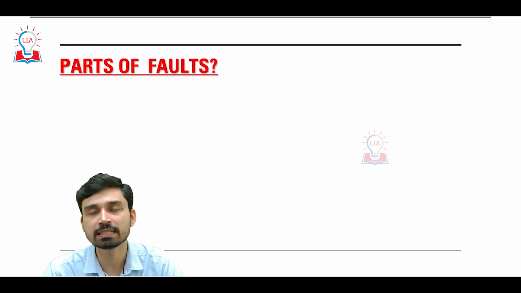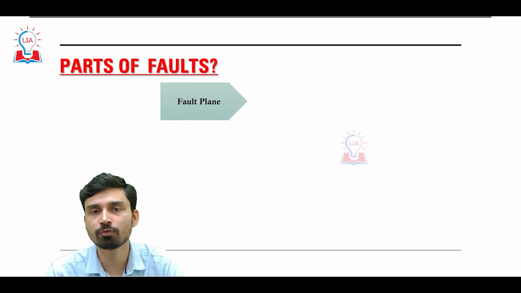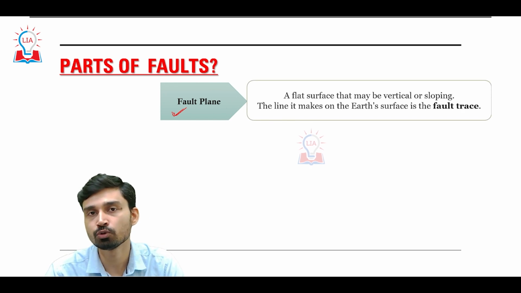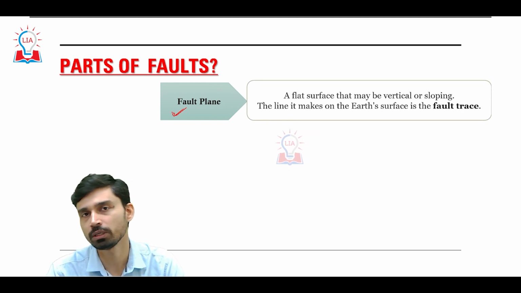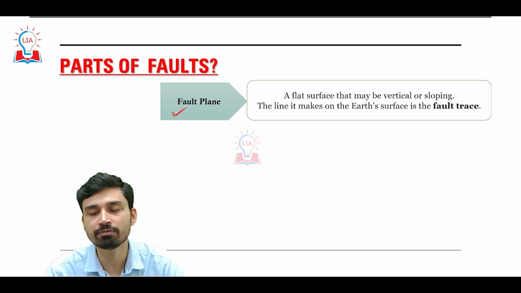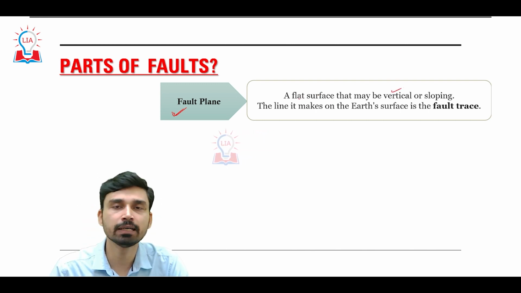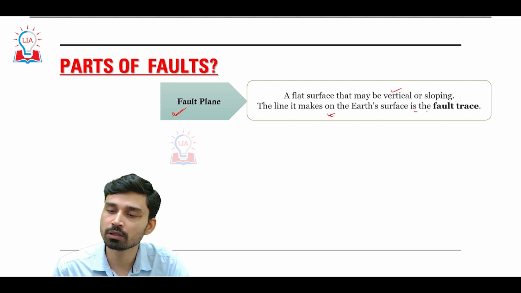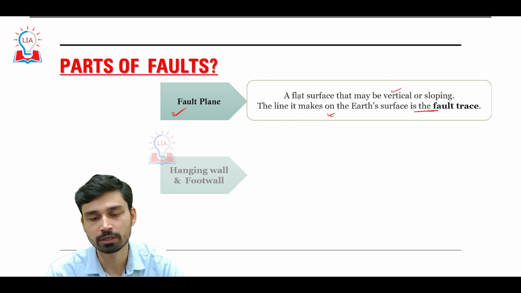Now, there are several other terms related to the fault. For example, one term we come across whenever there is news about an earthquake is the fault plane. So, what is a fault plane? A fault plane can be simply defined as a flat surface that may be either vertical or sloping, and the line that the fault plane makes on the Earth's surface is called the fault trace.